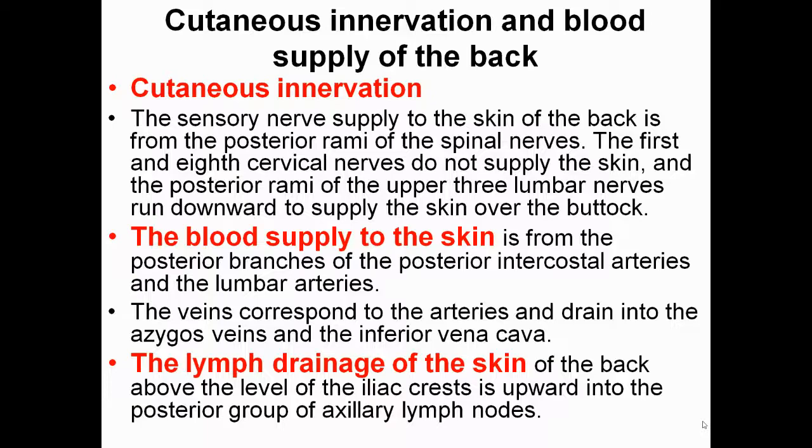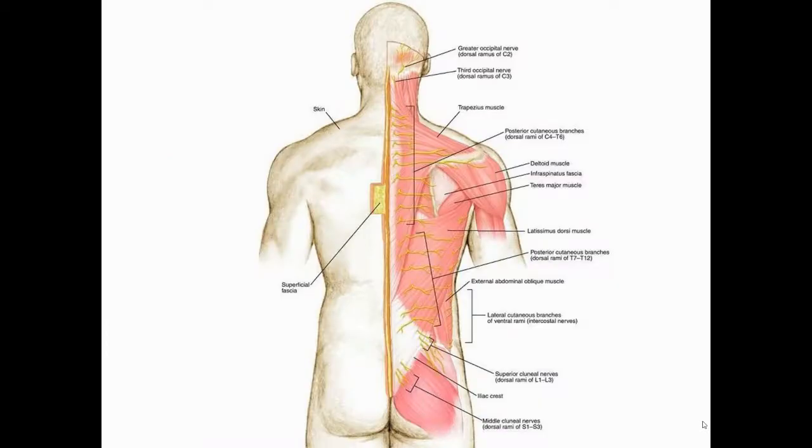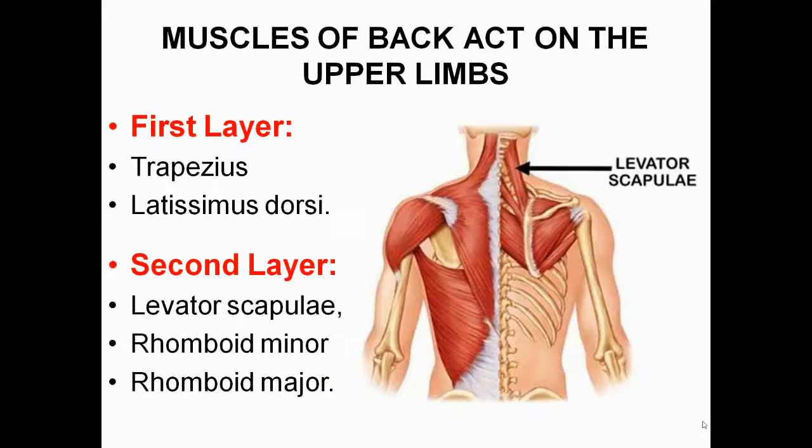The blood supply to the skin is from the posterior branches of the posterior intercostal arteries and the lumbar arteries. The veins correspond to the arteries and drain into the azygos vein and the inferior vena cava. The lymph drainage of the skin of the back above the level of the iliac crest is upward into the posterior group of the axillary lymph nodes. We can see here the cutaneous nerves that are present on the back region.